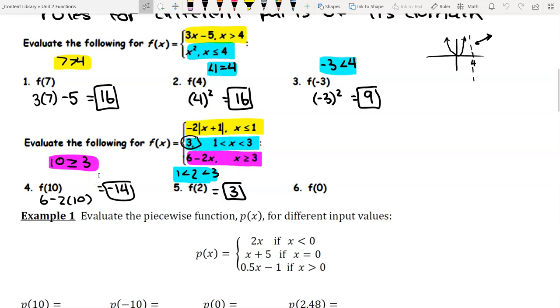Okay, last one, 0. Let's just figure out how that relates. Is it less than 1? Is it between 1 and 3? Or is it greater than 3? It is less than or equal to 1. So we're looking at that top one. So my top equation is negative 2, absolute value, and then I'm plugging in 0. 0 plus 1, well, 0 plus 1 is just 1. So absolute value of 1 is 1, so it's just negative 2 times 1, which is negative 2. That's my solution. Okay?